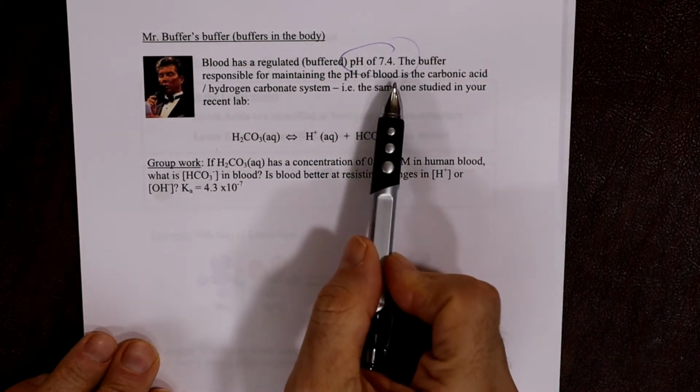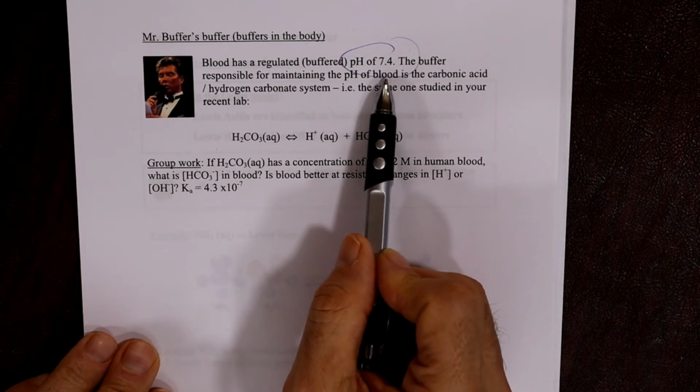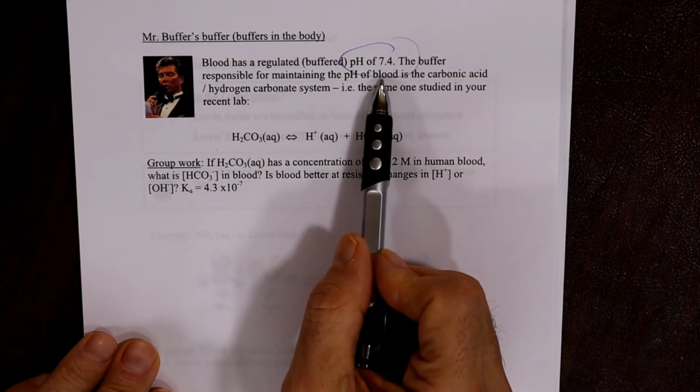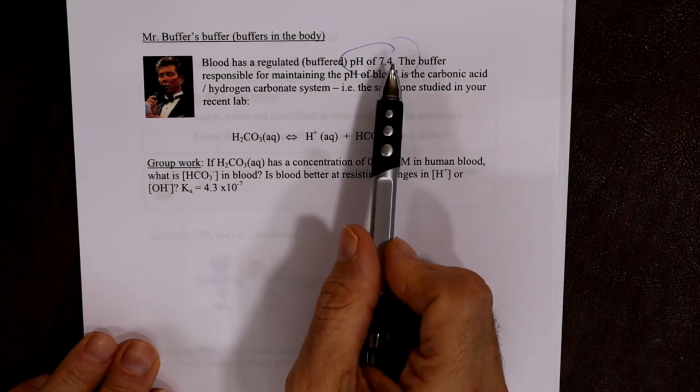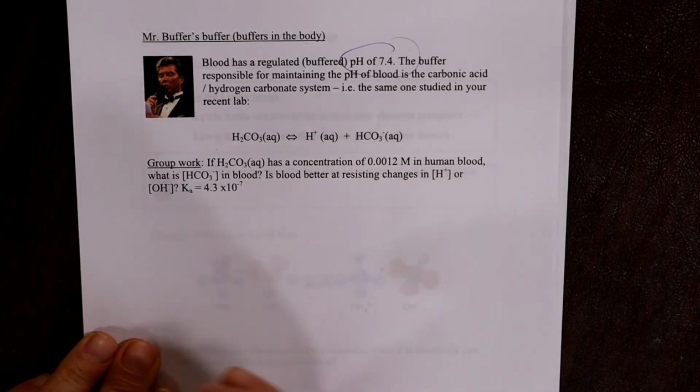The pH of blood is slightly different at body temperature. I think it's 7.1 or something. It's just that this is kind of standard temperature.